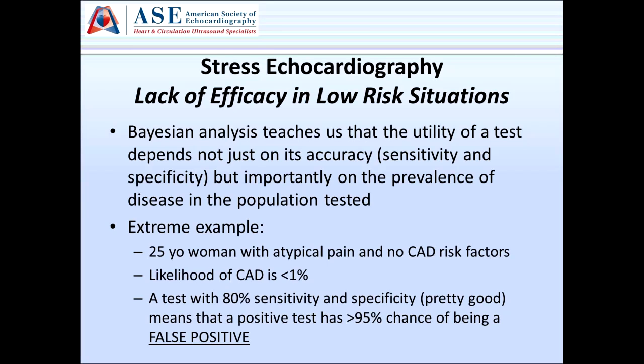In the next slide, we can see the impact of Bayesian analysis on the likely outcome of a stress echocardiogram in a low-risk individual. Bayesian analysis teaches us that the utility of a test depends not just on its accuracy, that is, its sensitivity and specificity, but importantly, on the prevalence of disease in the population tested. Here's an extreme example, but one that I'm sure many of us have had referred to our echo lab. A 25-year-old woman with atypical pain and no coronary artery disease risk factors, her likelihood of coronary artery disease is less than 1%. A test with 80% sensitivity and specificity, which is pretty good in our world today, means that a positive test has a greater than 95% chance of being a false positive.